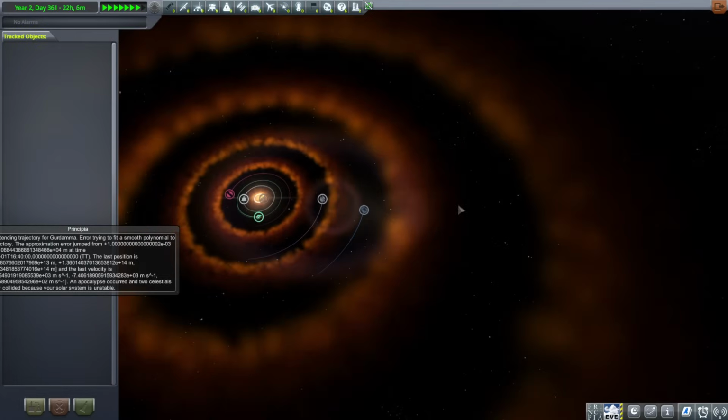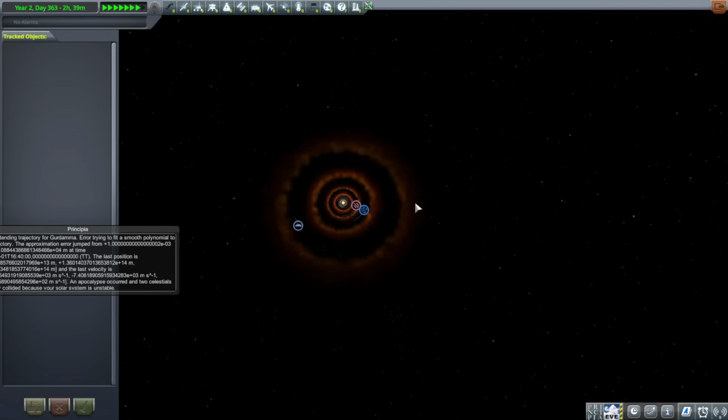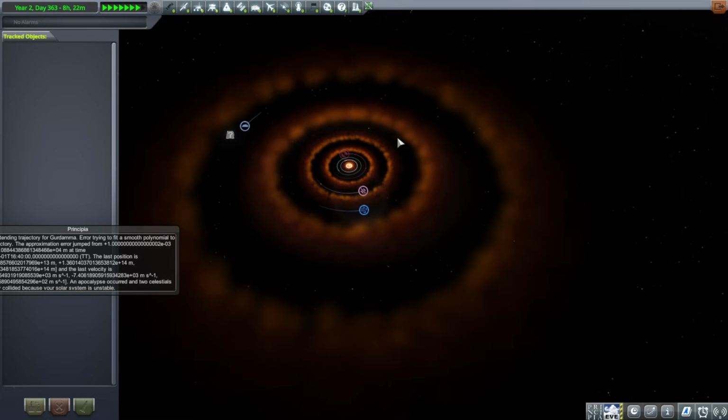Still, no problems at all. I think the Joule system in Kerbal, the stock system, is worse as far as I know. This is pretty good. So that is the verdict with Principia.